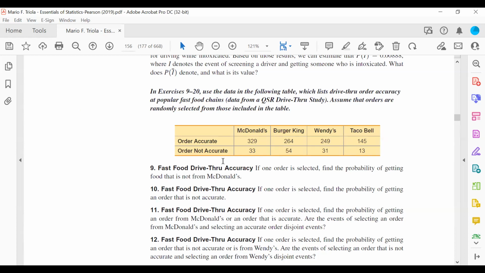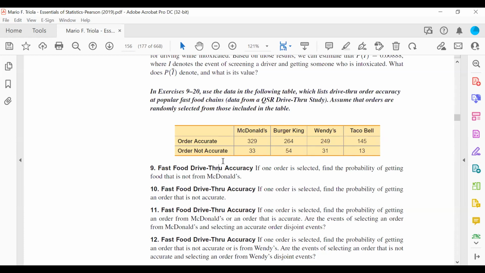All right, and let me write down the numbers. 329 McDonald's that were accurate, 33 were not. 264 Burger King were accurate, 54 not accurate. 249, 31, 145. I'm doing Taco Bell and 13. All right, so let's add them up. Add up the rows, add up the columns.